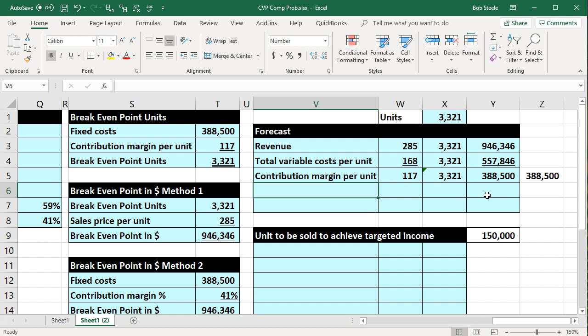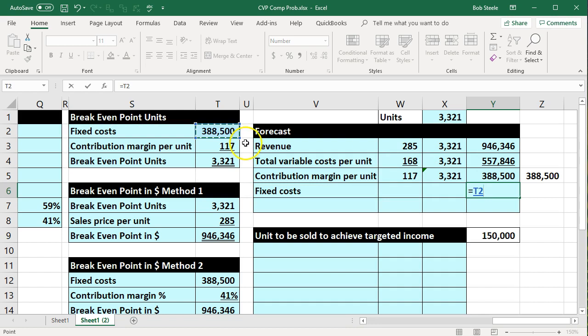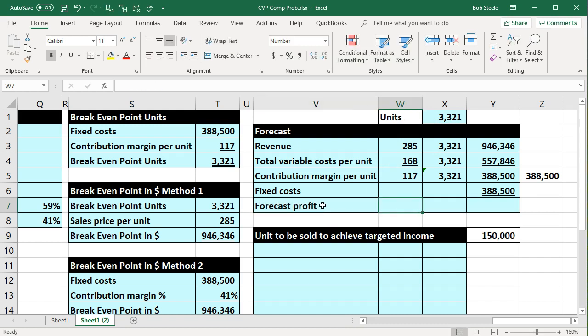And then we're going to say this is going to be the fixed costs. So I'll say fixed costs. And we'll then pick up the fixed cost by saying equals, and we could pick it up here. So the 388.5 is our fixed costs. And you'll notice those two are the same number. That's because we just calculated our break-even point, and therefore our forecasted profit or net income, forecast net income, is this number minus this number, or 0 at the 3,321, because that's our break-even point in units, break-even point in dollars. We just basically verified that.